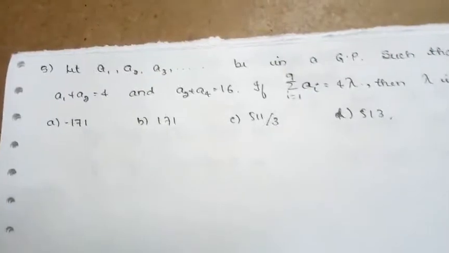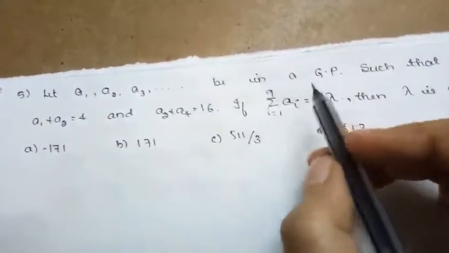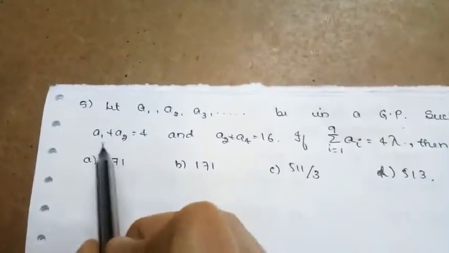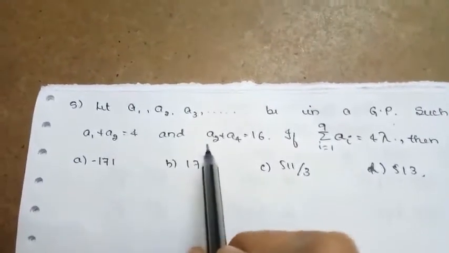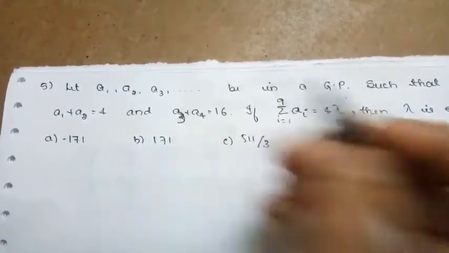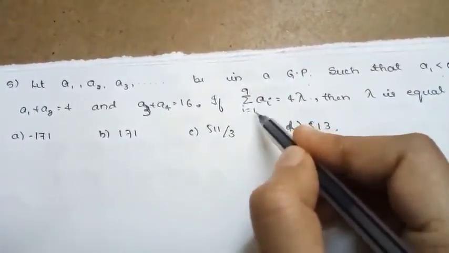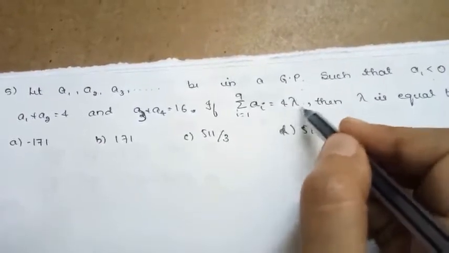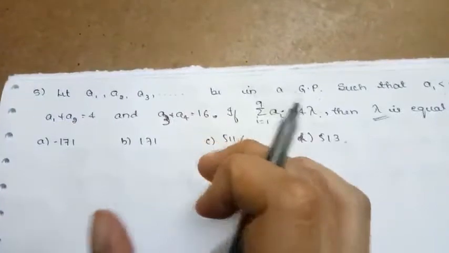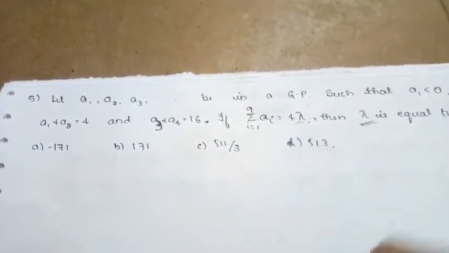Now let us move to the next question. Let A1, A2, A3 be numbers in GP, such that A1 is less than 0 and the sum of the first two terms is 4 and the sum of the next two terms, that is A3 plus A4, is equal to 16. They have given that if the sum of the first n terms is equal to 4 times lambda, then what is the value of lambda? They have given some data, and from that data we need to find the value of lambda.